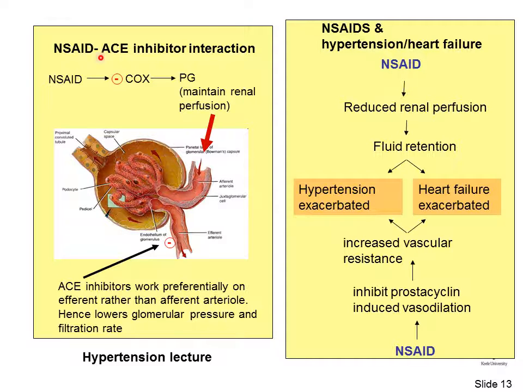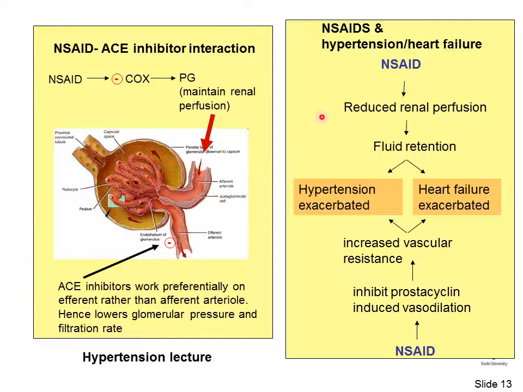So if you come along with an NSAID and block the production of prostaglandins, prostacyclin I2, then that leads to a loss of this arteriolar dilation, and it reduces glomerular filtration. Go back and look at your lectures on cardiovascular pharmacology if you're struggling to understand that. I went through it in some more detail there.